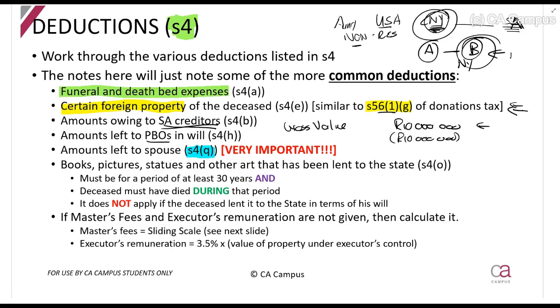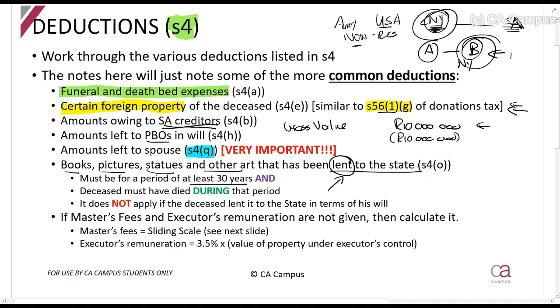Then, if you had any books, pictures, statues, or other art in your estate, it will be included in your property. If you had then lent it to the state, so to the government, so for example, let's say I have a painting and I give it to the National Museum to use, I lend it, then I can claim a deduction. But now this is very important. The period that you lend it to the state must be for at least 30 years.